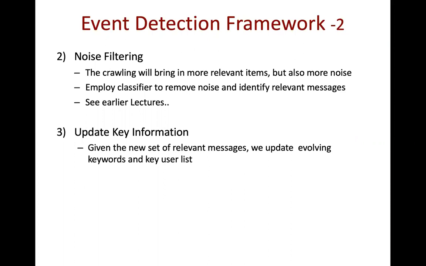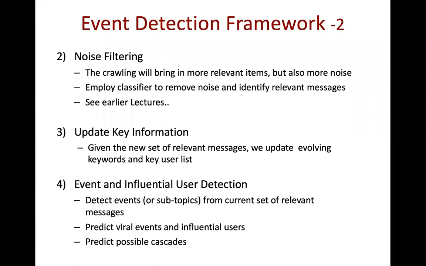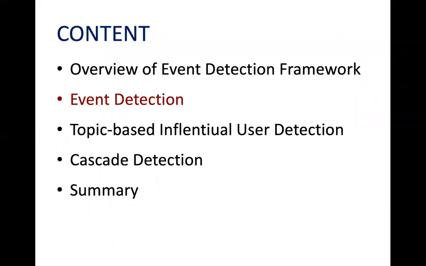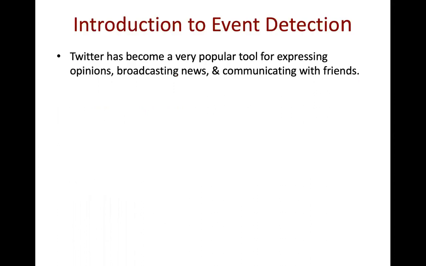We need to make it dynamic, so we need to update the key information, and we also can involve influential user detection in this stage, so that we can dynamically and automatically pick up those accounts that provide most of these events, right? And enhance our crawling as well as use it as an application itself by finding the influencers in social networks. It also includes viral events and cascades, which we'll be looking at later during the lecture. So how would we do event detection?